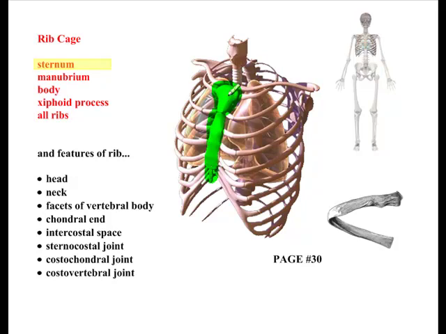is a large bony plate at the front of the rib cage, which is quite often referred to as the breastplate. The sternum is made up of three different sections, and those are the manubrium, the body, and the xiphoid process.